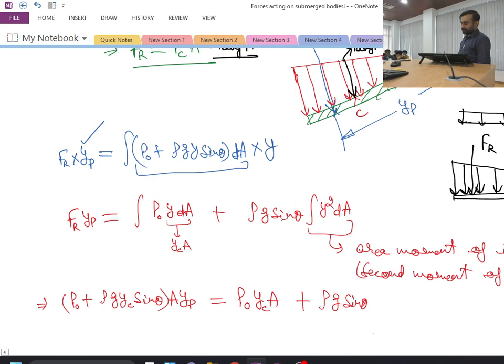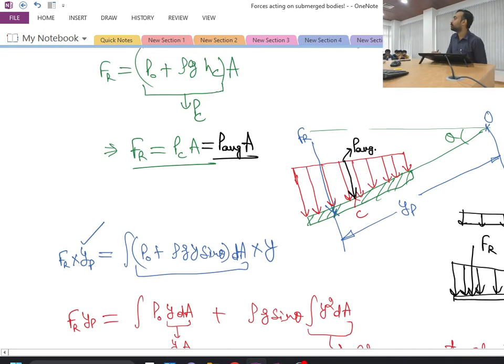Rho g sin theta into y square dA. So y square dA, what will it be? It is nothing but the second moment of area. So the second moment of area, and this is about which point? This is about point O.